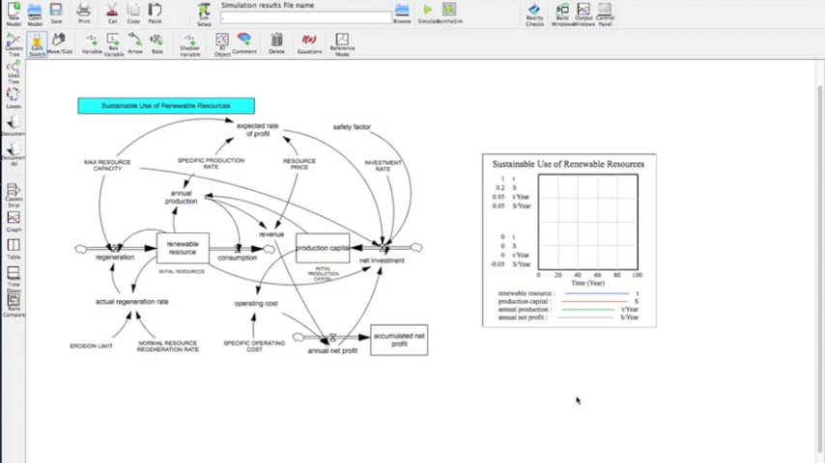So the idea here is that now we have a resource that's renewable, okay, and it's being consumed, it's being used, it's being exploited. Now, this renewable resource actually has a regeneration term. So think about renewable fuels that regenerate naturally, or they can be regenerated or created. So this renewable resource gets consumed, it gets regenerated.